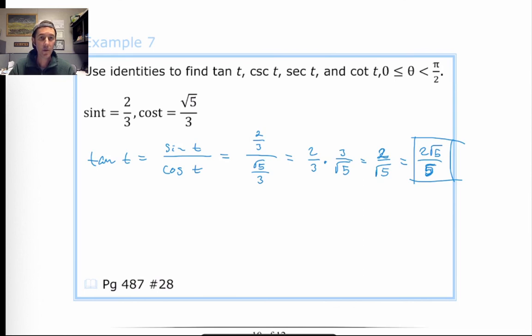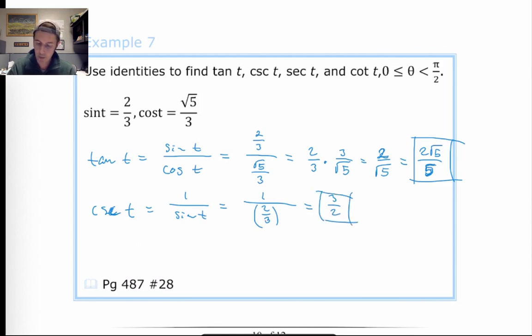Cosecant is the reciprocal of the sine function. So the cosecant of t is equal to 1 over the sine of t, and we know what the sine of t is. It's 2/3. And when I do 1 over, essentially I'm taking the reciprocal. So the reciprocal of 2/3 is 3/2.